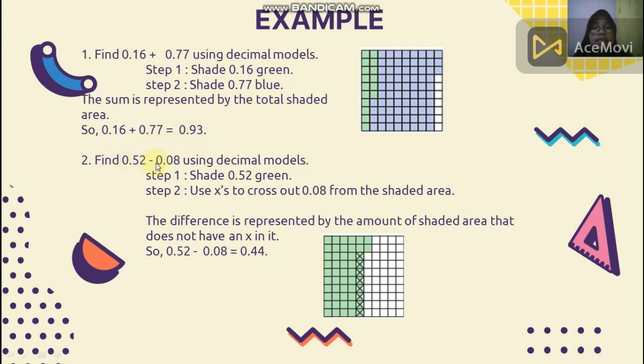2. Find 0.52 minus 0.08 using decimal models. Step 1. Set 0.52 green. Step 2. Use X's to cross out 0.08 from the set area. The difference is represented by the amount of set area that does not have an X in it. So 0.52 minus 0.08 is equal to 0.44.